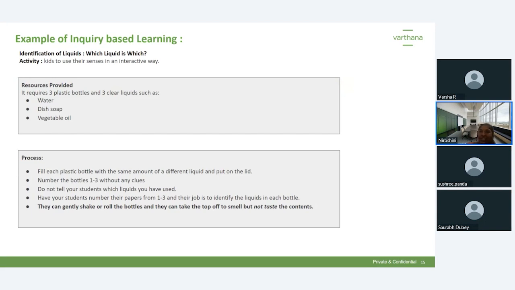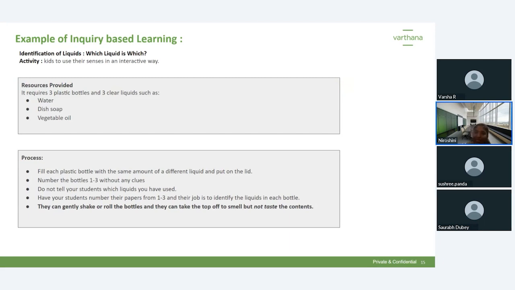They just need 3 plastic bottles, and we fill the 3 plastic bottles with 3 clear liquids such as water, dish soap, and vegetable oil. It can also be other clear liquids. Then the experiment proceeds as follows: you fill the plastic bottles initially with the same amount of different liquids in each bottle, and then you number the bottles without labeling what is what.